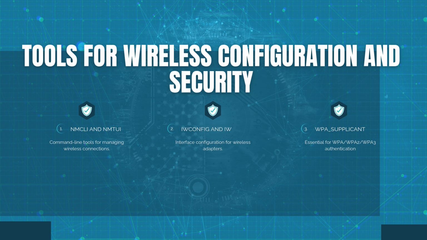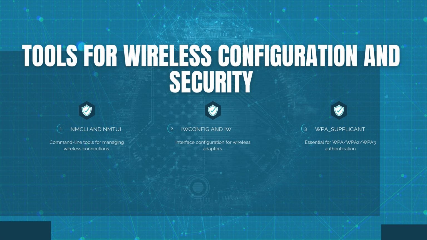Next is iwconfig. This one's a bit older, but it's still handy for quick checks and basic wireless settings. You can view things like signal strength or link quality and set parameters like SSID or channel. It's mostly used for legacy systems or troubleshooting, but it can still help you confirm whether your wireless interfaces are using the right configurations.